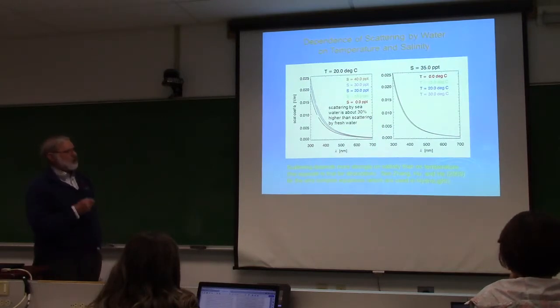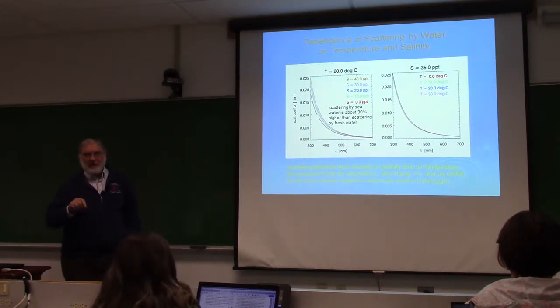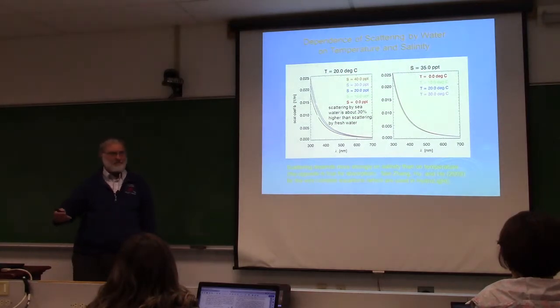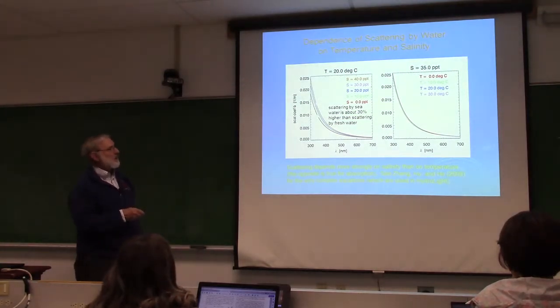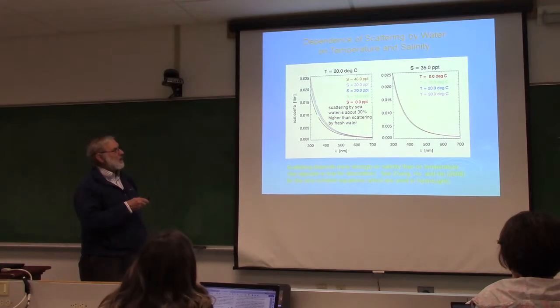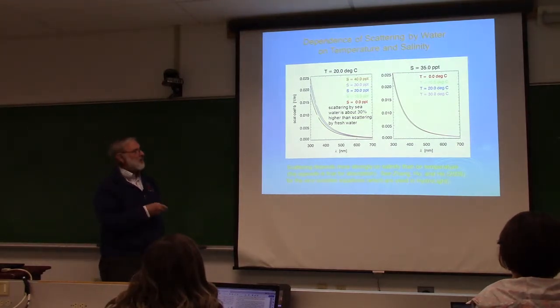Now, we saw, or you've seen in the labs, that absorption by pure water at some wavelengths depends significantly on the temperature, but it doesn't depend much on the salinity, and that's because the salts are non-absorbing. On the other hand, scattering is the opposite. For a given temperature, scattering depends significantly on the salinity. And so here's a temperature of 20 degrees C, salinities from 0, pure water, through 40 parts per thousand. Typical ocean water is maybe 35 or so.